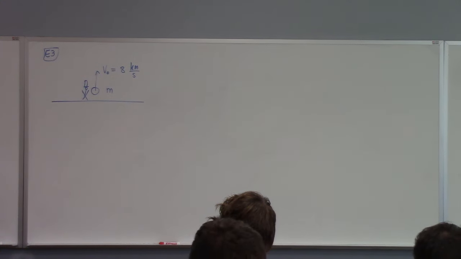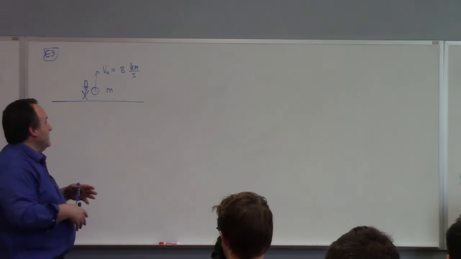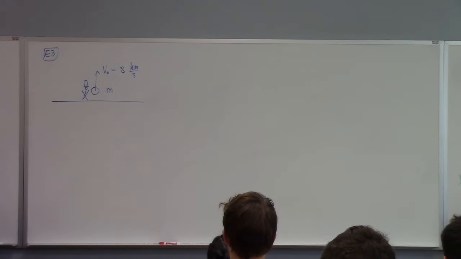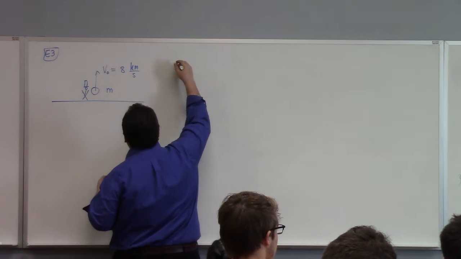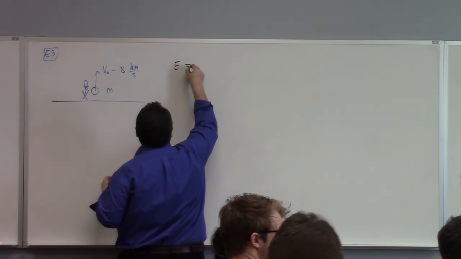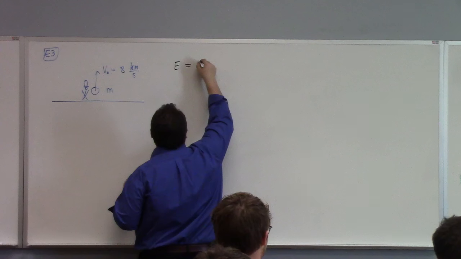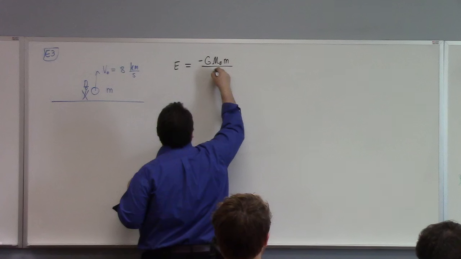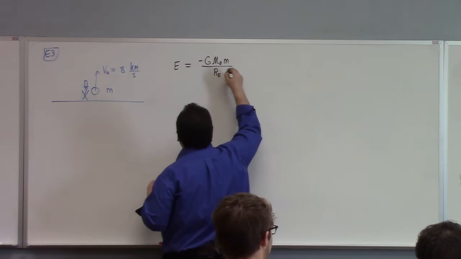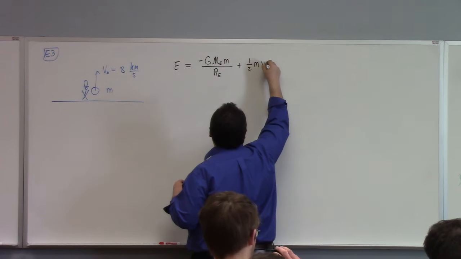Would it be appropriate to use mgh here? I would say pretty clearly not, right? Because we're going to be well above the surface of the Earth. To be reasonable here, we should use the correct potential energy for gravity. So here we go. Energy is conserved. So energy is equal to minus G mass of the Earth times the mass divided by the radius of the Earth, plus 1/2 m v naught squared, right?